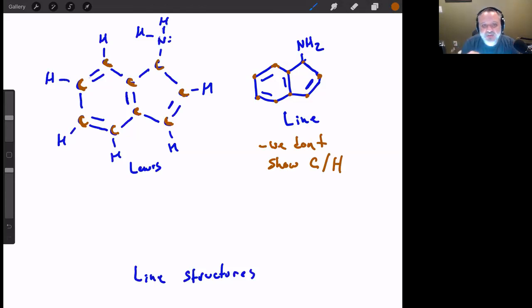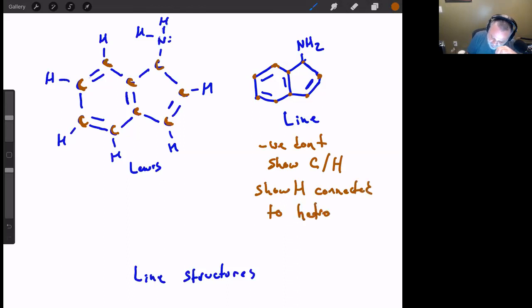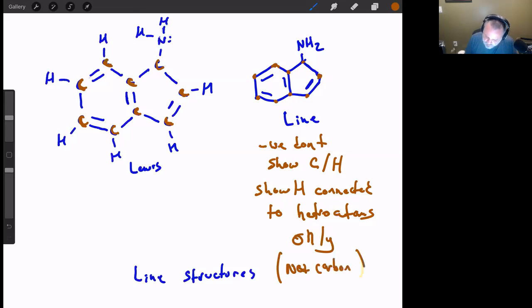We show the hydrogens only if they're connected to heteroatoms. And what is a heteroatom? A heteroatom is one that's not carbon. And if it's not carbon, we show it. So that's why I'm showing you the nitrogen and the 2 hydrogens connected to it. The other things are still there though, right? I'm still showing you the bonds, whether they're single or double bonds.